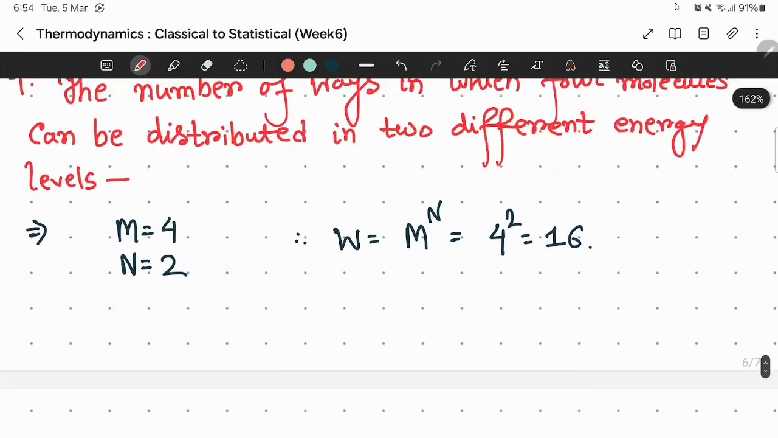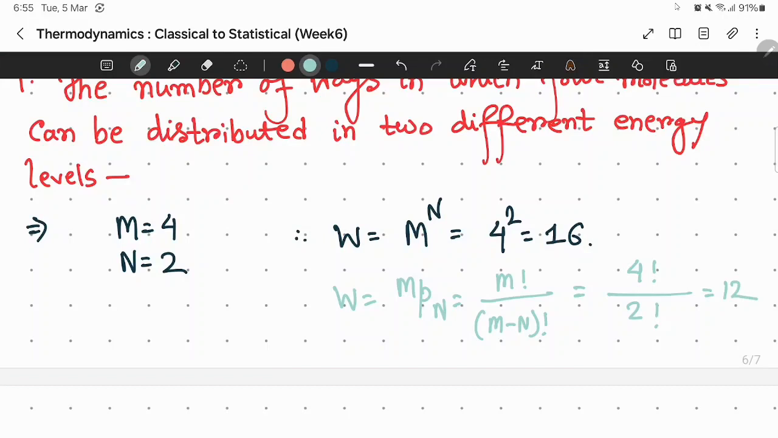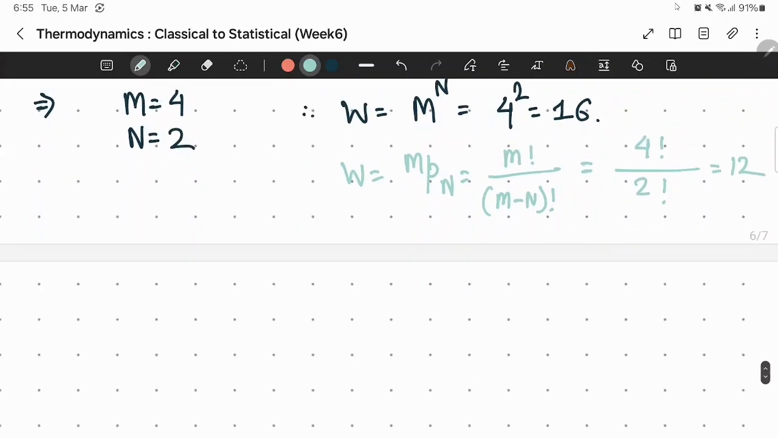Now if anybody asks the same question but with the restriction that in one level there must be only one particle, more than one particle is not allowed, in that case it will be mPn, so it is m factorial divided by (m minus n) factorial, so it should be 4 factorial by 2 factorial. Okay, that may be all.